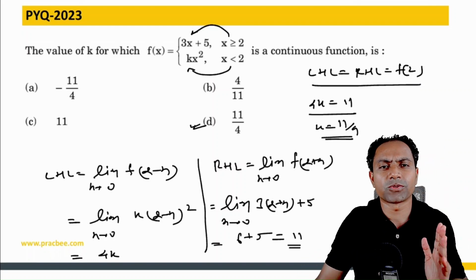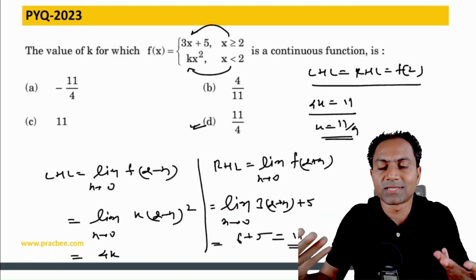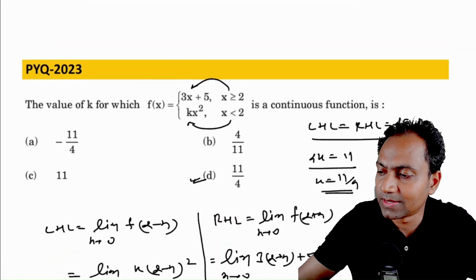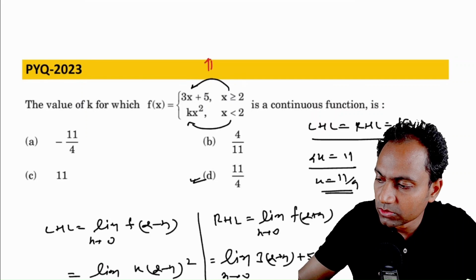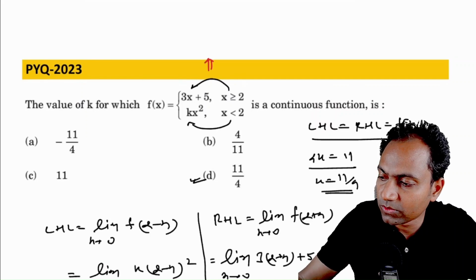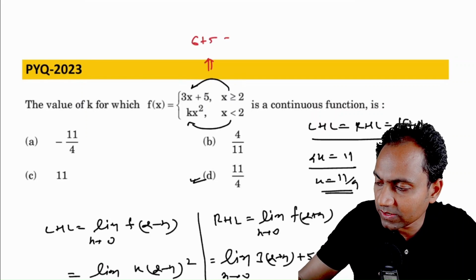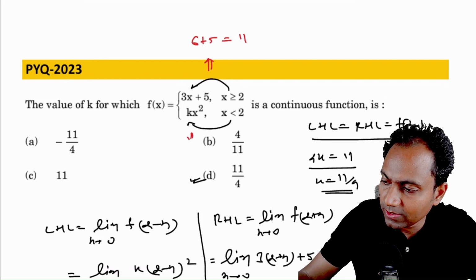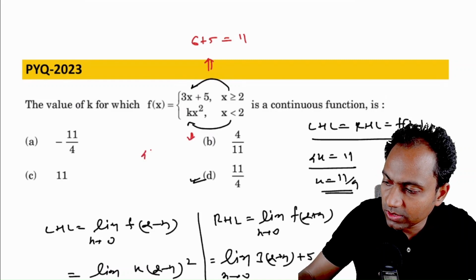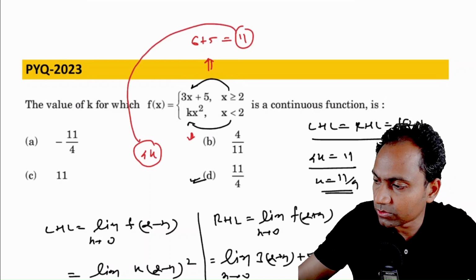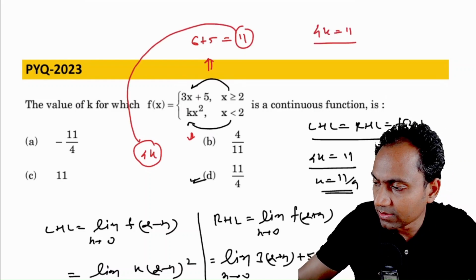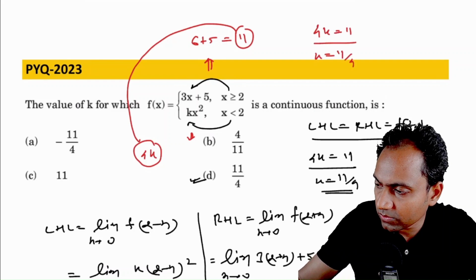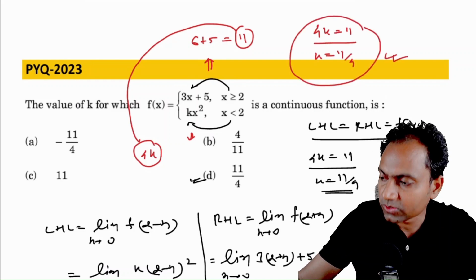So extremely simple question. Now I can also do it very fast, just by doing this one step, and this is another method of doing this question. What I could have just done is put the value of 2 here, so this becomes nothing but 6 plus 5, that is nothing but 11. Put the value of 2 here, it would become nothing but 4k. And then we can compare both of these values. So 4k is equal to 11. So k comes out to be 11 by 4. Now this is an objective method for solving an objective question.